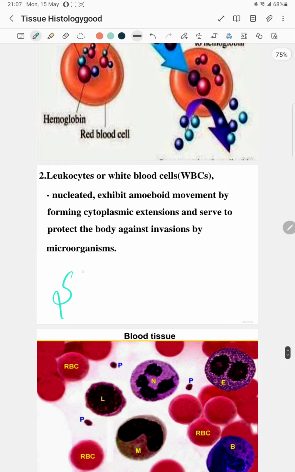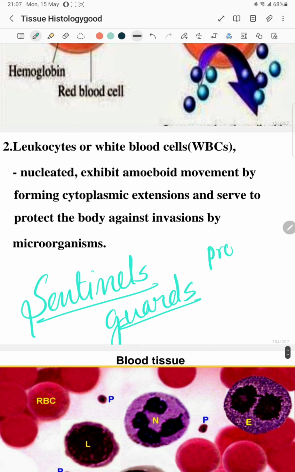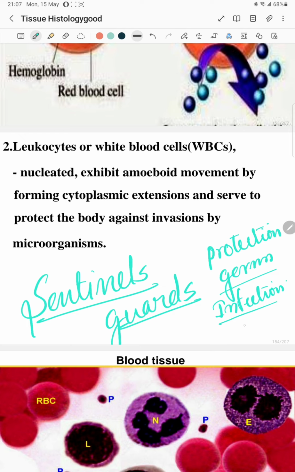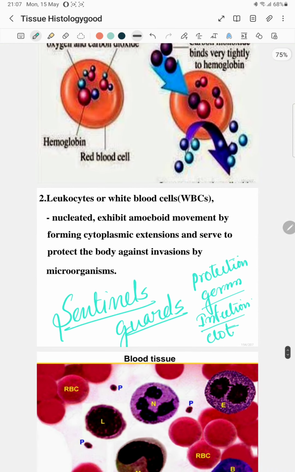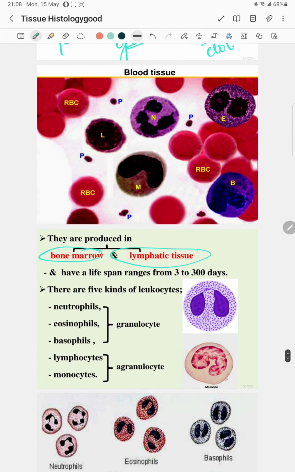WBCs are called sentinels of our body. Sentinels means guards. Their main function, I am just telling you shortly, is protection from different germs, protection from infection, I should say. And also one more important thing is that they help us to clot the blood. Suppose you have a cut and an immense amount of blood is moving out. This clotting mechanism will make sure that no more blood is lost. So where are they produced? They are produced in bone marrow as well as in the lymphatic tissues.